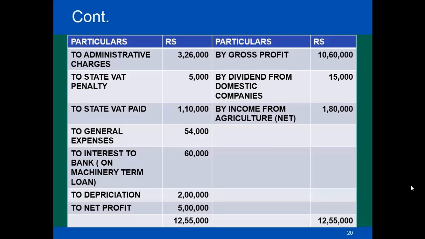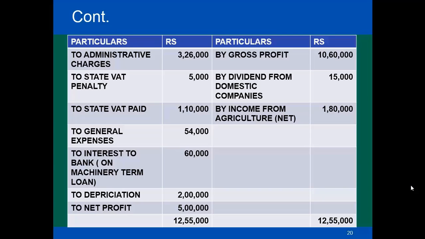So now let us move to the profit and loss account. There was a dividend from domestic companies 15,000. There is an income from agriculture which was net amount 1,80,000. Let's move on to the expenditure side of the profit loss account. Administrative charges to the extent of 3,26,000 was spent during the year.